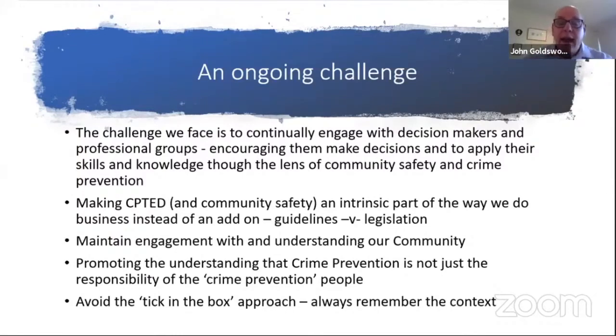We need to maintain an engagement with and understanding of our community. You know, the community is made up of many, many facets. So we need to be aware of what is going on in our particular community. Everything is about context. We need to promote the understanding that crime prevention is not just the responsibility of the crime prevention people. Everyone has a responsibility in crime prevention. We all have a part to play, some more than others, and some perhaps more identifiable than others, but we all have a role to play. And lastly, avoid the tick in the box approach when we're looking at community safety and crime prevention issues. Always remember the context.